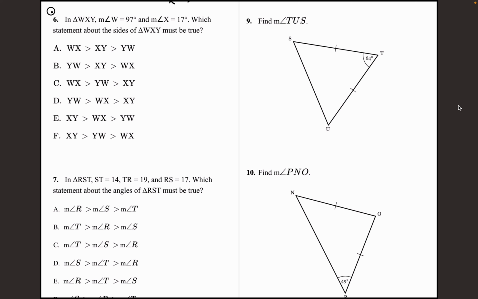All right, Jordan, what did you get for 6? E, okay. Madison, what did you get for 7? Did we get E and D?